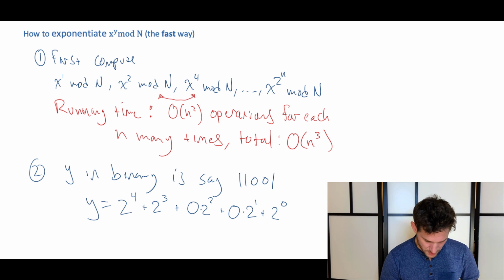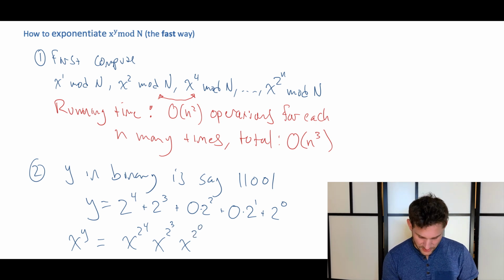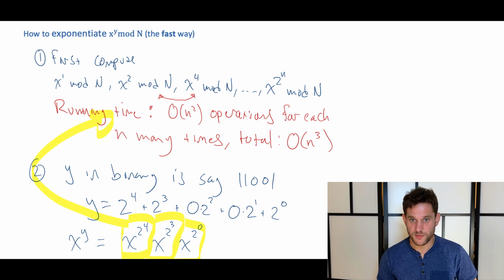Now notice that x to the y is equal to x to the 2 to the 4 times x to the 2 to the 3 times x to the 2 to the 0. You'll notice that each of these terms right here were all computed above. We already did these things in the previous step. We've already gotten all of these terms. So all that's left to do is to multiply all of these things together.